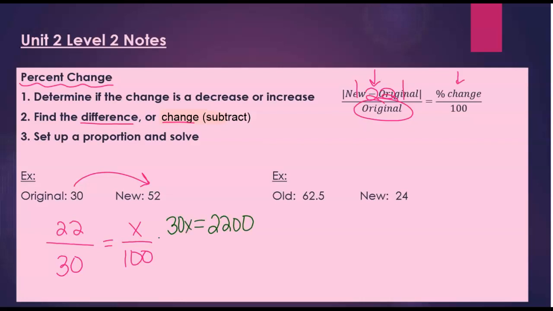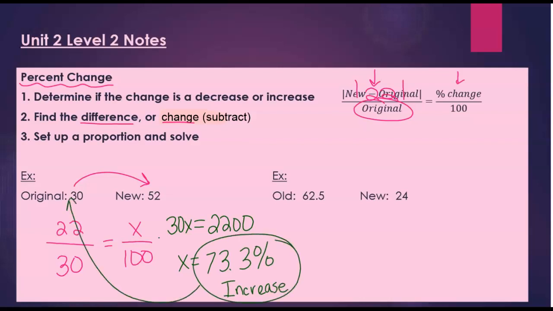Divide 2200 by 30, and we get 73.3 repeating. So let's say that's a 73.3% increase. That's pretty much 75% of 30, which is 22. This increased about 22. So we found the percent increase from the original of 30.